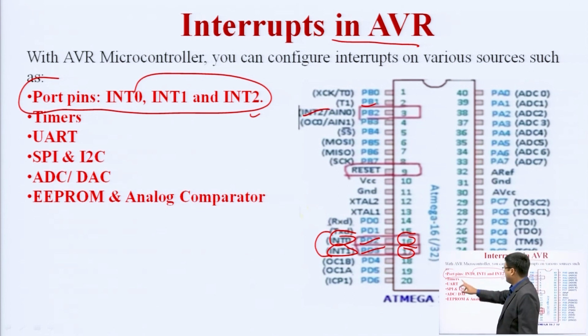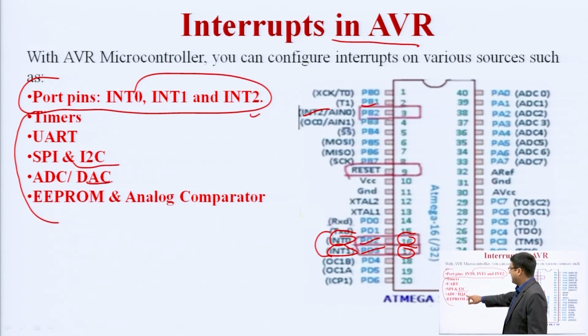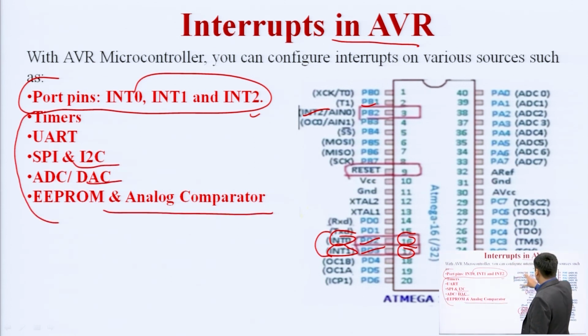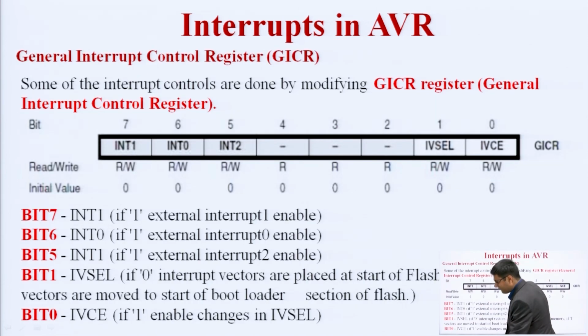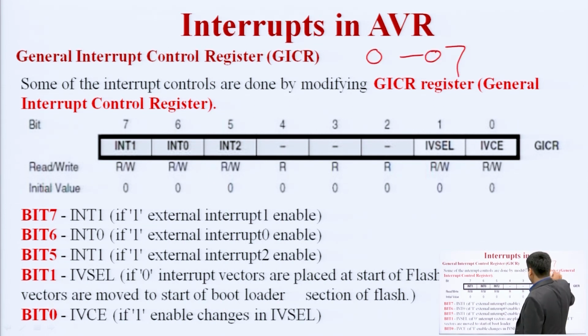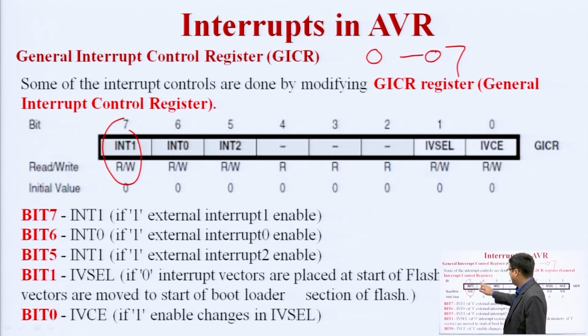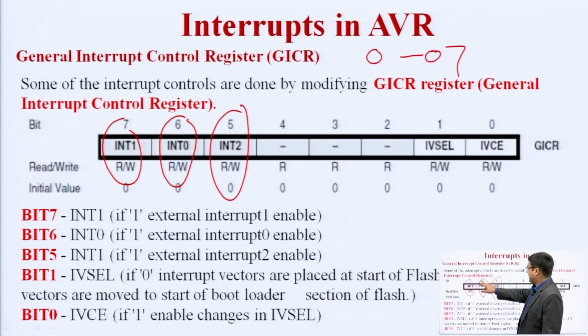So there are 3 types of interrupts. Along with other units like timers, USART, SPI, I2C, ADC, DAC, EEPROM, and analog comparator, interrupts are available. Each interrupt has a general interrupt control register. It varies from bit 0 to 7, and it is 8-bit. Here you can see that bits 5, 6, 7 are dedicated to interrupts: interrupt 1, interrupt 0, interrupt 2. When it is set, it has a value of 1. When it is reset, it has a value of 0.